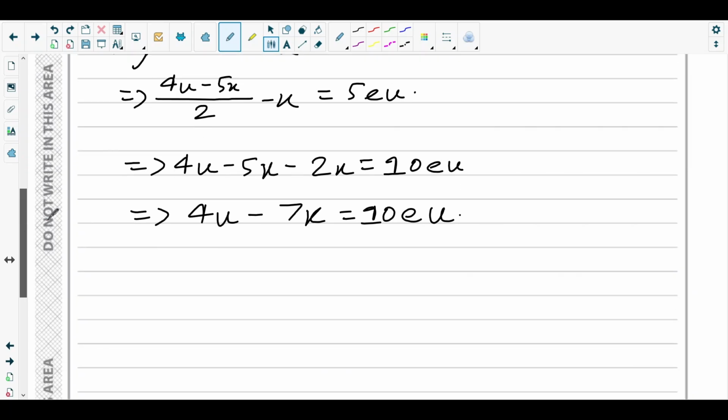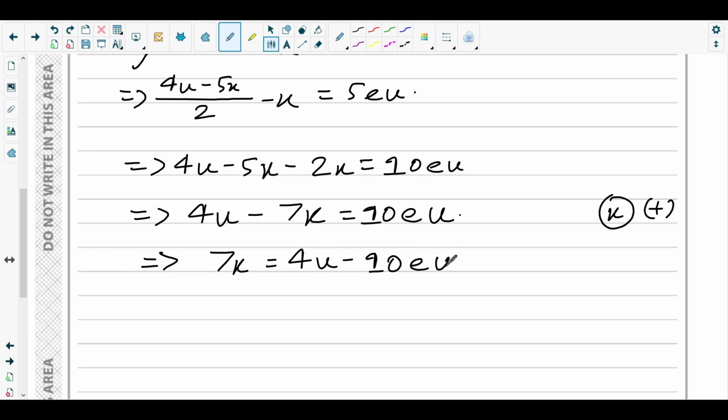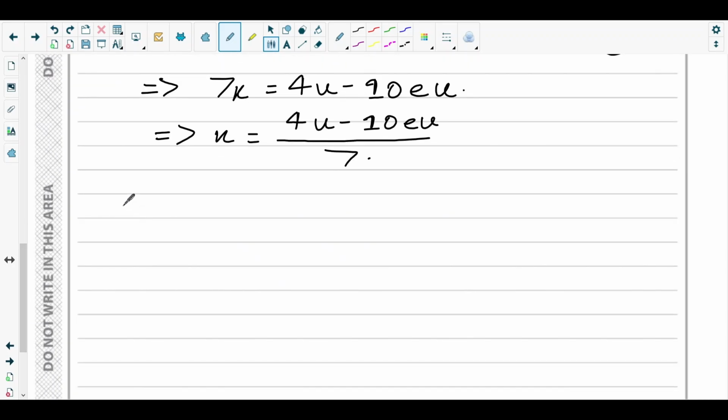Okay, now make x the subject from here, because we need to consider the direction of motion of particle P after the collision, that is x should be positive. That's why we are making x the subject. So 7x equals 4u minus 10eu. So making x the subject would give you (4u minus 10eu) over 7.